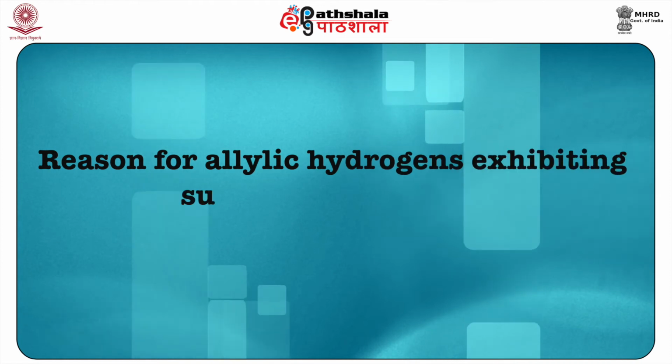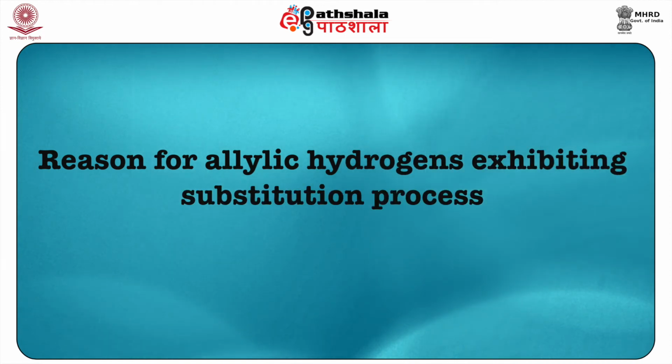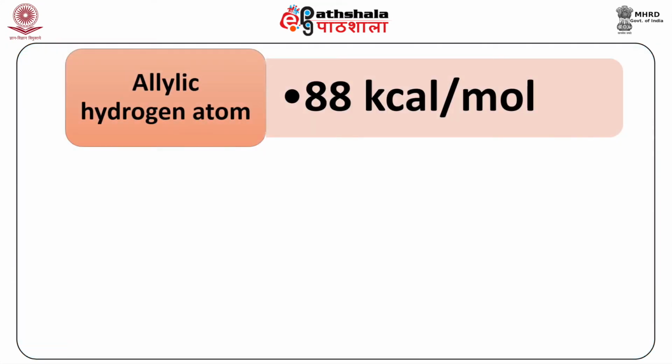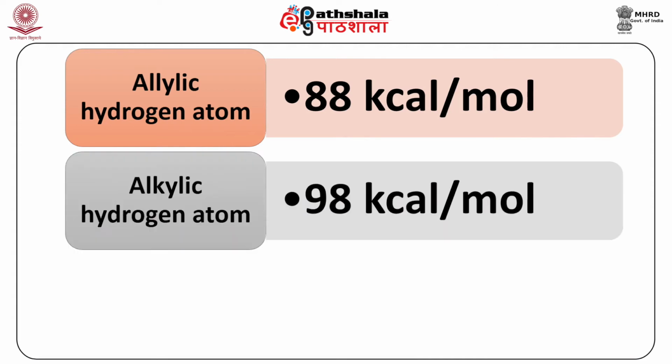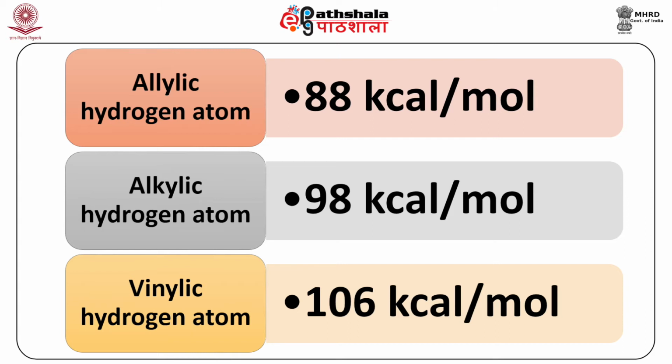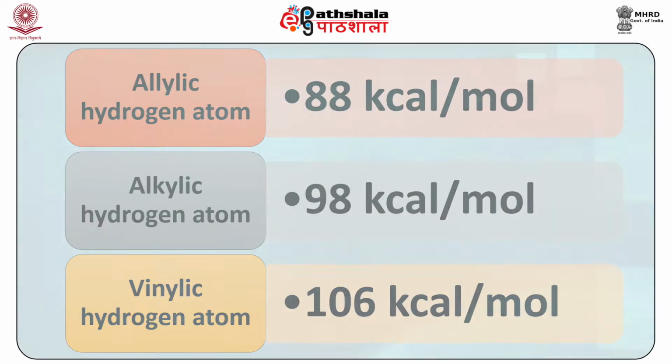Now, what is the reason for the allylic hydrogen exhibiting the substitution process? The dissociation energy values for carbon-hydrogen bonds of different types of hydrogen atoms are: allylic hydrogen atom 88 kilocalories per mole, alkylic hydrogen atom 98 kilocalories per mole, and the vinylic hydrogen atom 106 kilocalories per mole. Note that the value for the allylic carbon-hydrogen bond is lower than the dissociation energies for the carbon-hydrogen bonds at the vinylic or the alkylic positions.